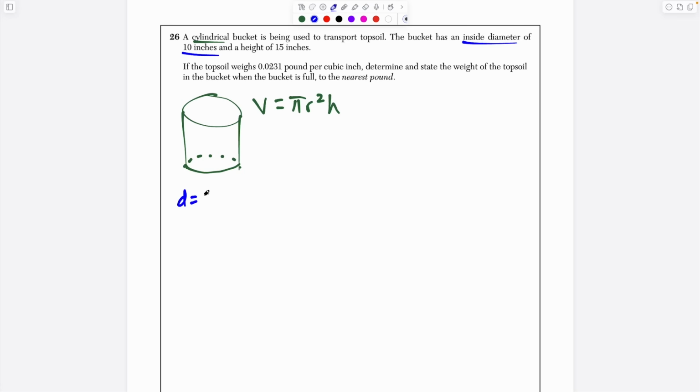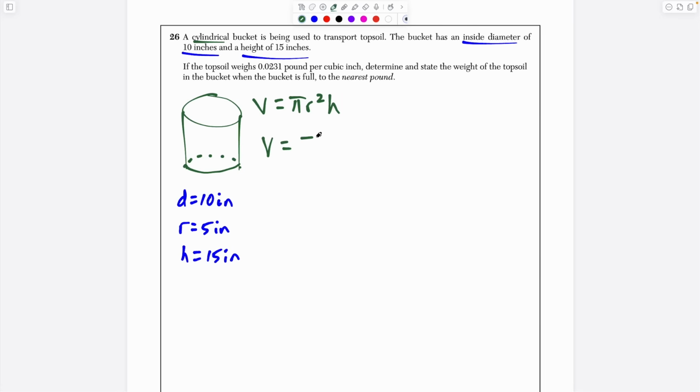So if we have a diameter of 10 inches, that means we have a radius of 5 inches. So this is just information here to record. The height of the bucket is 15 inches. And once again, we want to determine and state the weight of the topsoil in the bucket when the bucket is full to the nearest pound. So first what we have to do is find the volume.